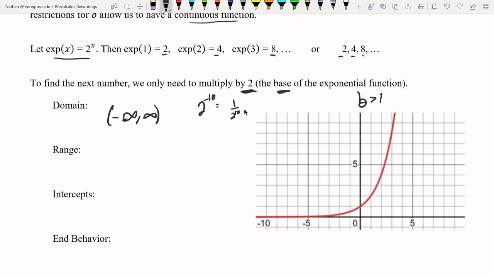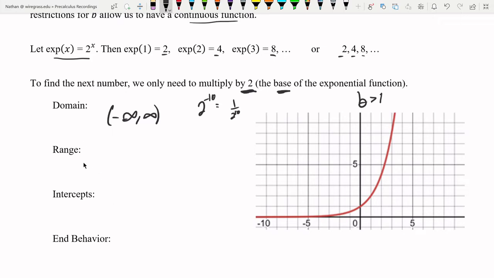If you plug in any really big positive number, like 1 million, 2 to the million is going to be extremely large, but it is still findable. Maybe a calculator can't calculate it because it would overflow, but it is still a valid thing to calculate. You could do it by hand.